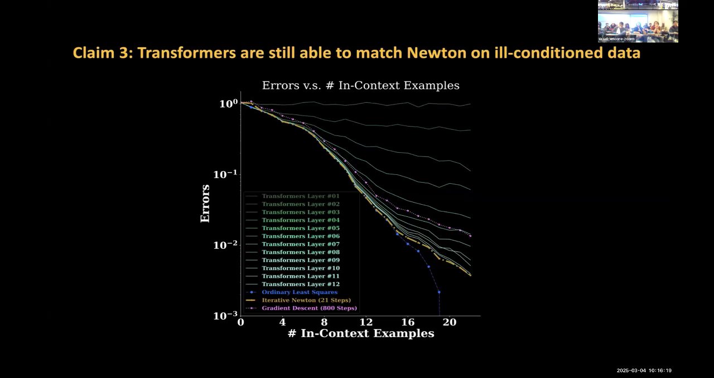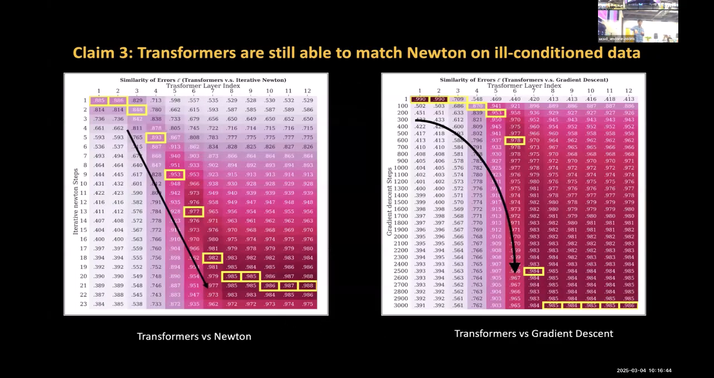If you look at the behavior of the errors across different transformer layers, it's again similar to what it was before, and it matches something like Newton, which is also not affected by conditioning so much. If you look at these green lines, it's still similar to 20 or so steps of Newton, and much faster than gradient descent, which is affected by conditioning and doesn't get as small an error even with 1,000 or so steps. The heat maps also look very similar. Transformers versus Newton gives a linear-ish relationship, and more of an exponential relationship with gradient descent.